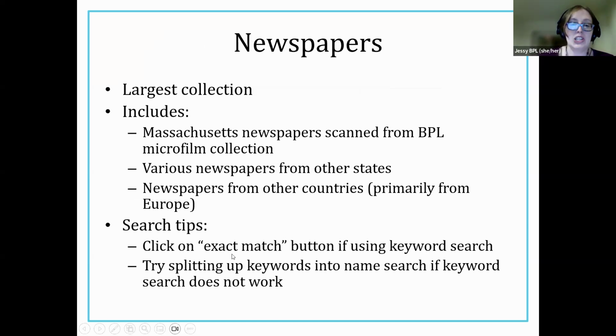All right, so now we're going to look at newspapers. It is the largest collection that they have, and it includes Massachusetts newspapers that were actually scanned from the BPL's microfilm collection. This is why we like to promote this one. They do have newspapers from other states and other countries, but they have a ton from Massachusetts that came from us, which includes Boston daily newspapers, neighborhood newspapers, and other newspapers from Massachusetts.